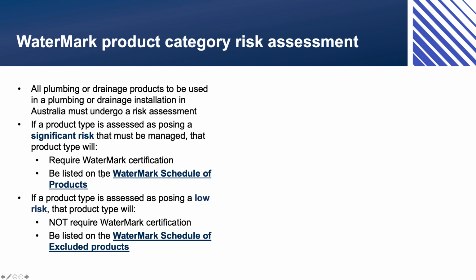The Risk Assessment Protocol is Appendix 3 of the manual for the WaterMark Certification Scheme, which can be found on the ABCB website. The schedules don't tell you whether a specific brand or model of a product type actually has been certified. You need to look elsewhere for this information, which we will discuss later in this presentation.